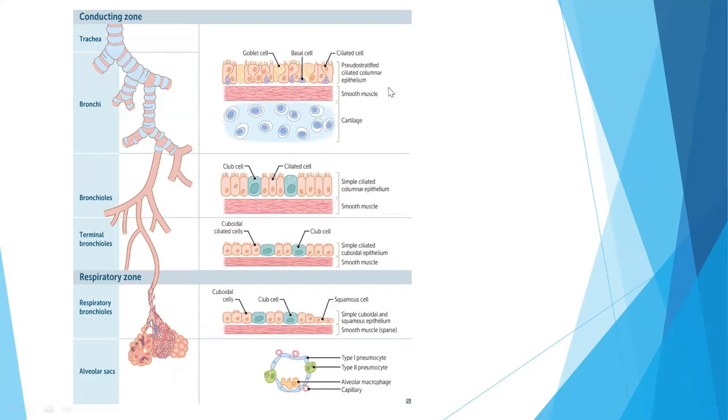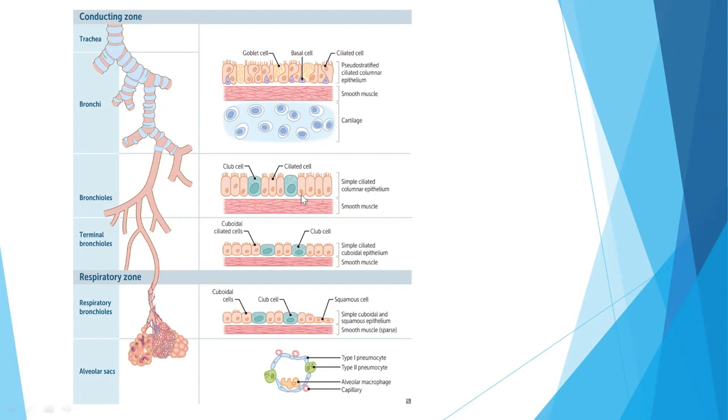So pseudostratified ciliated columnar, simple ciliated cuboidal, and after that, in the respiratory bronchioles, there is the presence of squamous cells. The smooth muscle is sparse, and there is simple cuboidal and squamous epithelium, but the cilia may also be present. Here you can see that the cilia are present all the way up to the respiratory bronchioles, and in the alveolar sacs, there are type 1 and type 2 pneumocytes, the alveolar macrophages, and capillaries.